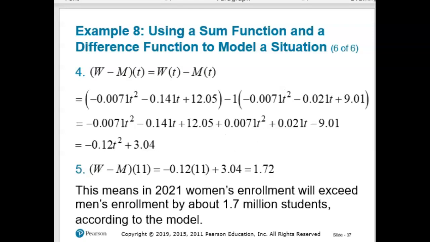If we look at the difference, we have the negative 1 outside the parentheses, so we distribute and change every sign inside the parentheses. When we combine like terms, we end up with negative 0.12t squared plus 3.04. That is the equation to represent the difference between enrollment of women and enrollment of men. So we plug in 11 for the time, and we find out that it's 1.72. Because this is a positive number, it means the first equation was larger, so we know that there will be 1.72 million more female students than male students according to our model.